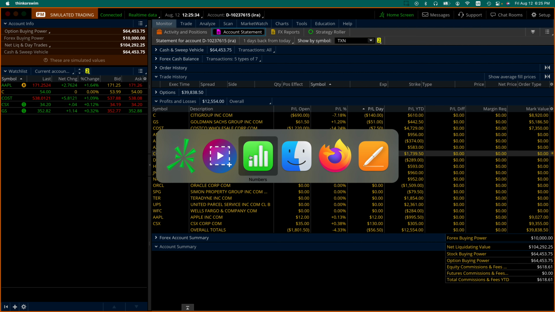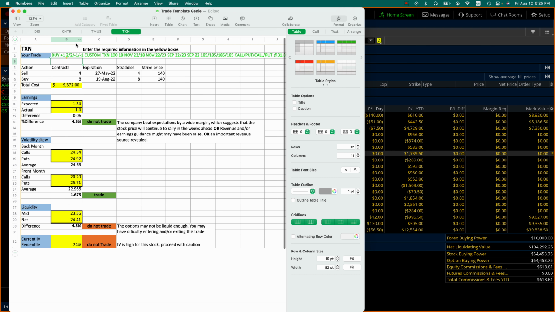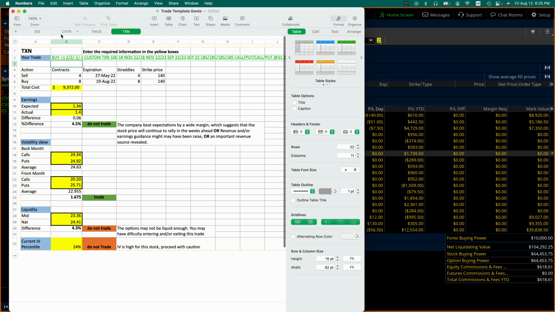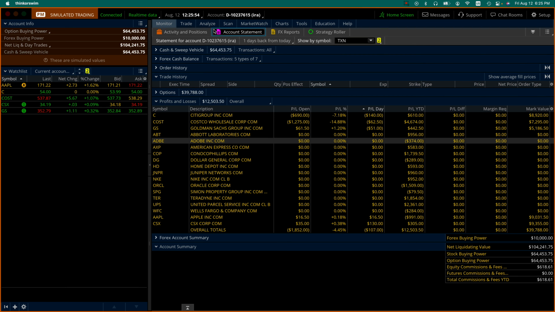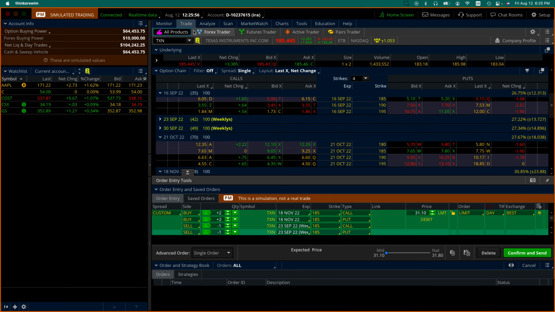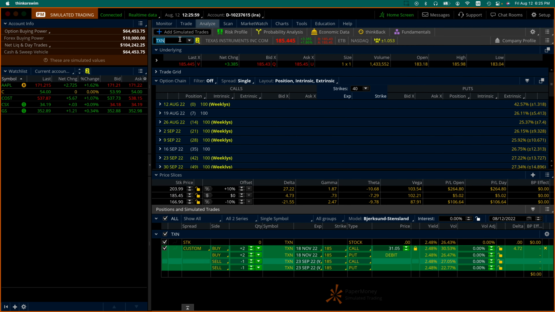All right, so let's start with a list here. I have included Disney, CHTR, T-Mobile, and Texas Instruments. So let's go to Disney first, and this is the trade that I'm proposing, and obviously I created it here in my analyze tab. Let's enter Disney, and here it is.